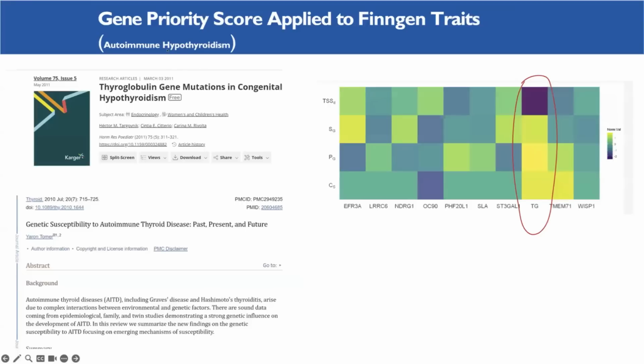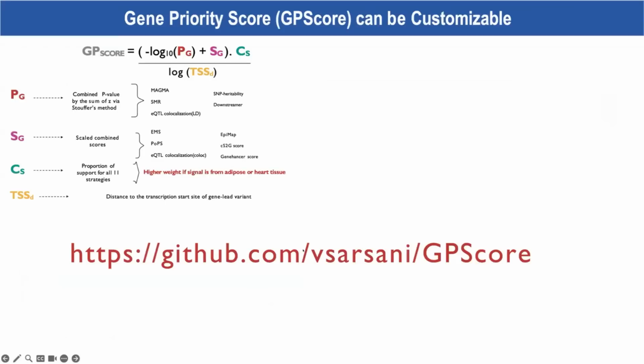And then we also have another example looking at hypothyroidism, and we looked at the thyroglobulin gene, which showed up as the strongest prioritized gene, which is what you would have expected based on the trait itself. So again, this is the summary of how that score was put together. This is the website for the GitHub, if you want to look at the score or use it yourself in the documentation.